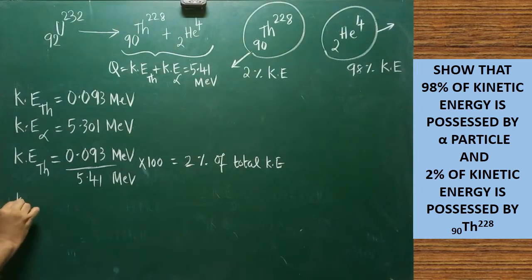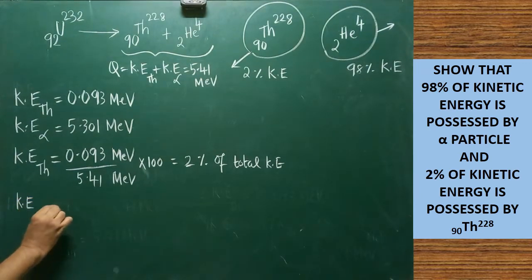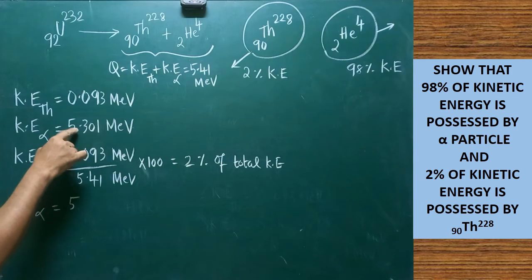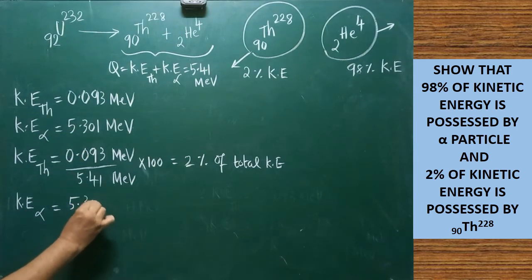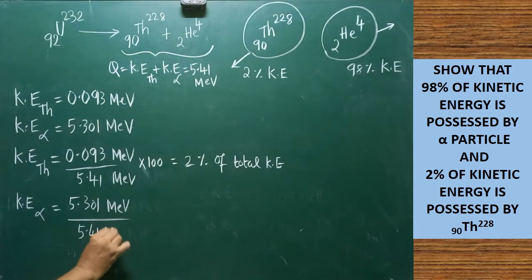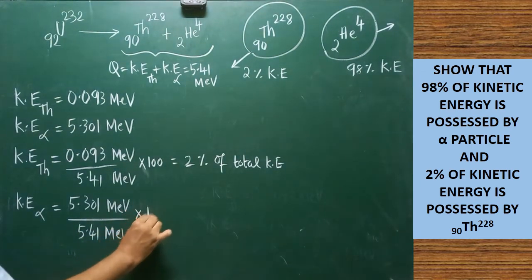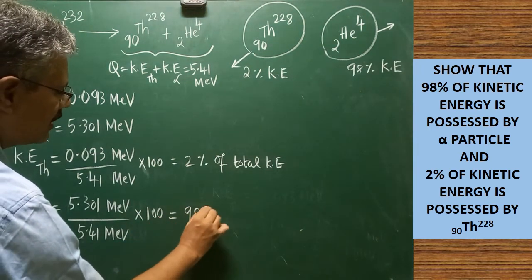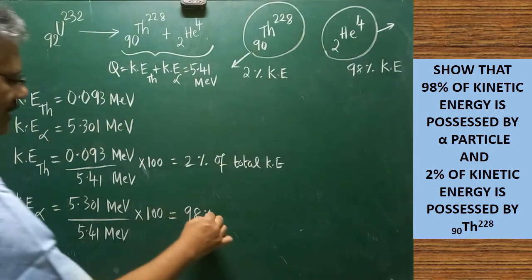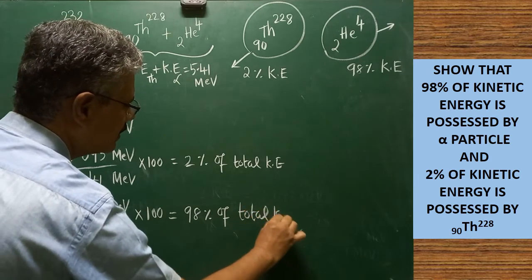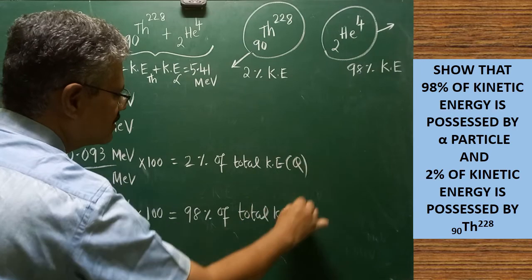Now let's go to the alpha particle. The kinetic energy of alpha is to be given in terms of percentage. This is the kinetic energy possessed by alpha, 5.301 million electron volt, divided by the total kinetic energy, which is how much? 5.41 million electron volt. To convert the value in terms of percentage, it must be multiplied by 100. So finally you will get 98%. This 98% is of whom? This is 98% of the total kinetic energy, or you can call it disintegration energy.